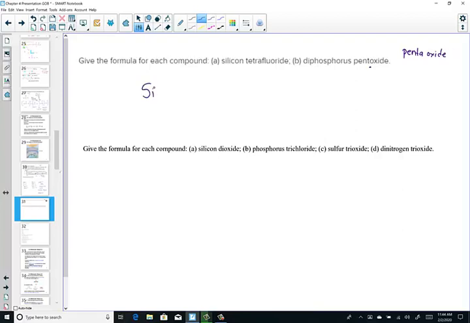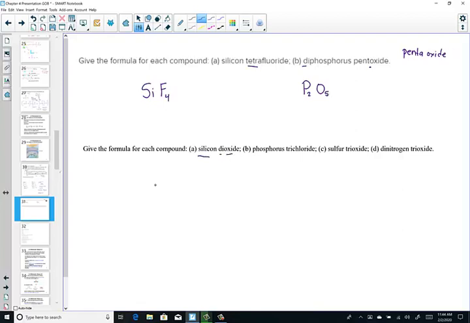Silicon, no prefix, so I know it's just 1 atom of silicon. The element fluoride tells me that it's F, the elemental symbol F, and the prefix 4. SiF4, silicon tetrafluoride. Here's a prefix 2 for di, element of phosphorus, P2. Pentoxide tells me I have 5 oxygens. So much easier than ionic compounds, aren't they?